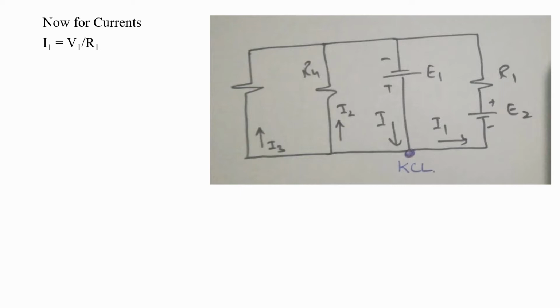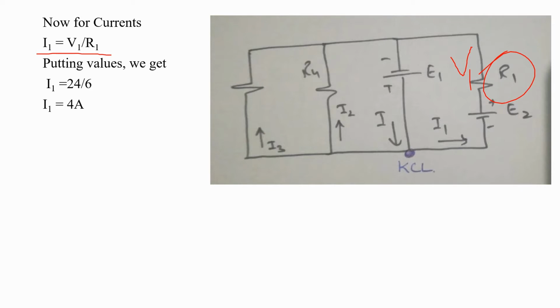First I1. We have the value of V1 here and R1 is a resistor, so we can find the value of I1 using Ohm's law. Substituting the values in this equation, we get I1 is equal to 24, the value of V1, divided by 6, the value of the resistor R1, and you will get the value of the first current I1 is equal to 4 amperes.